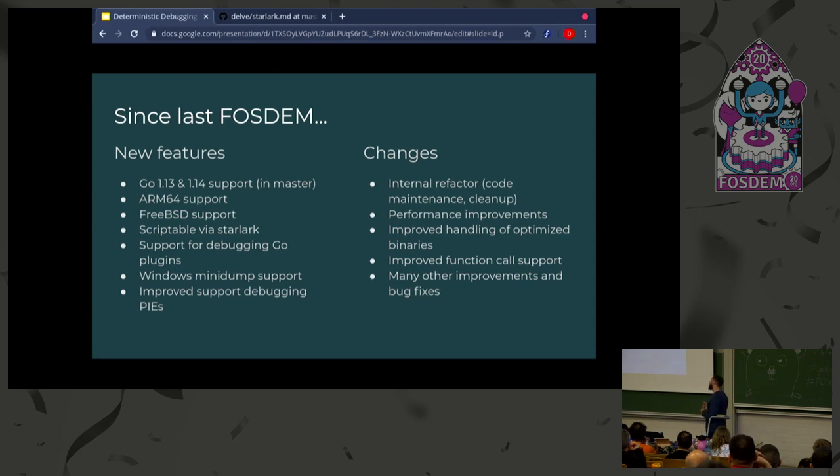I think this is an important one, and this took a lot of coordination with the Go team. If you have a binary that's actually running in production, or you build it just normally with go build, it's going to be optimized. So we want to be able to debug those ideally as well as you can debug binaries that you've built with optimizations explicitly turned off. We've improved function call support, and in general, we've included a bunch of other improvements and bug fixes.